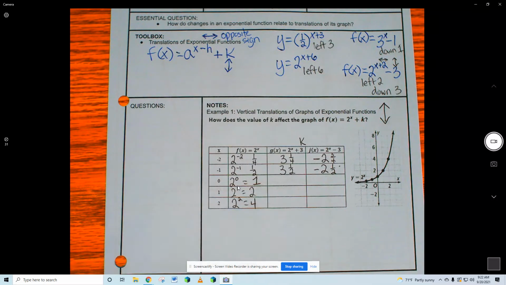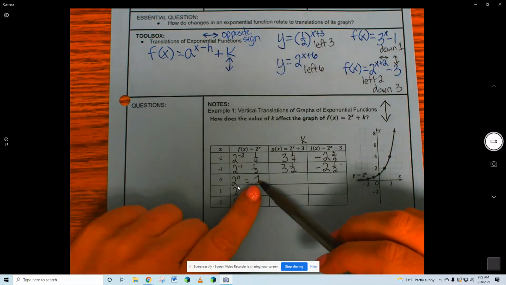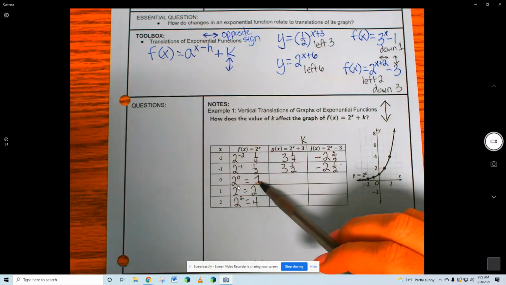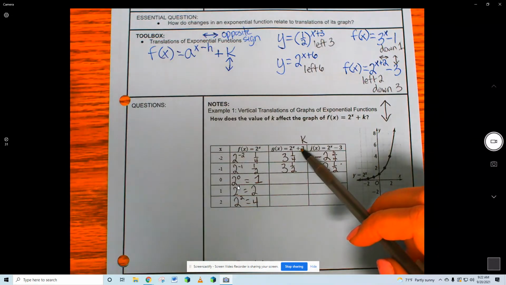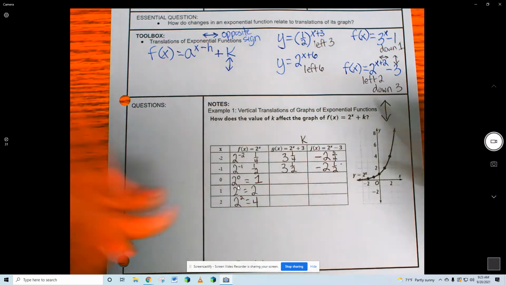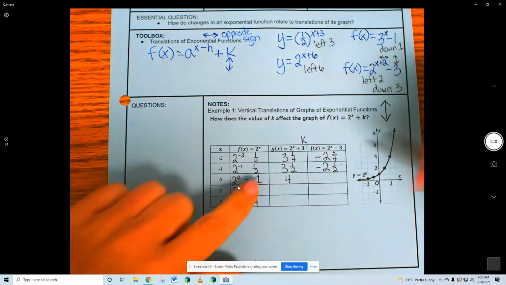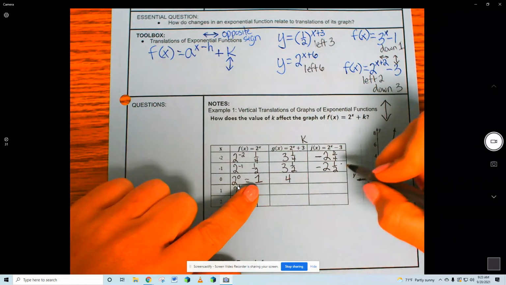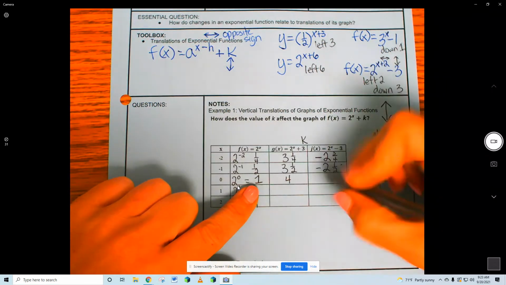Now it gets easier because we're done with fractions. 2 to the 0 power is 1. What's 1? Let's do this one. 1 plus 3 is 4. What's 1 minus 3? Negative 2.